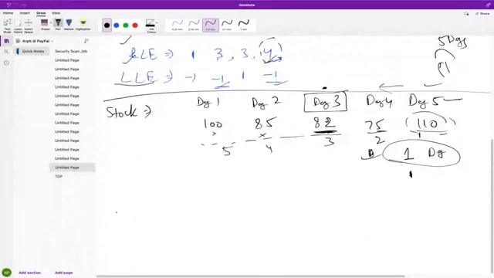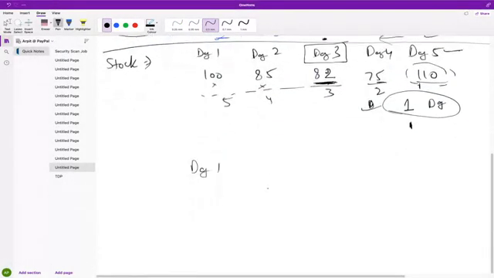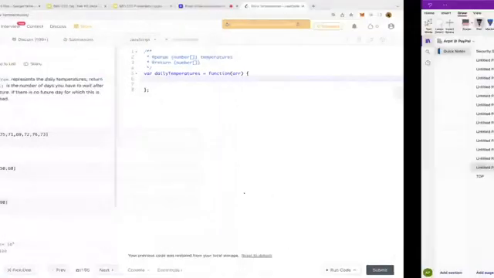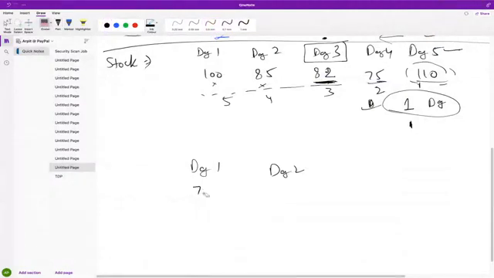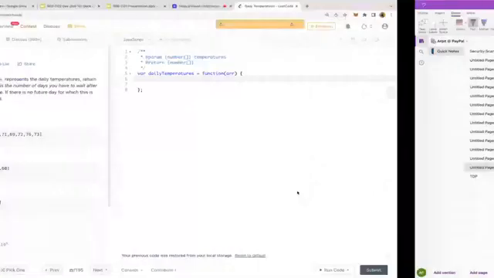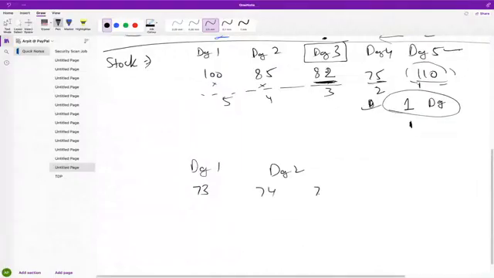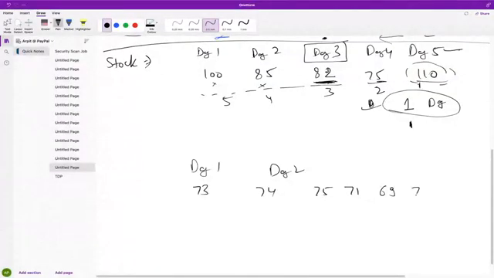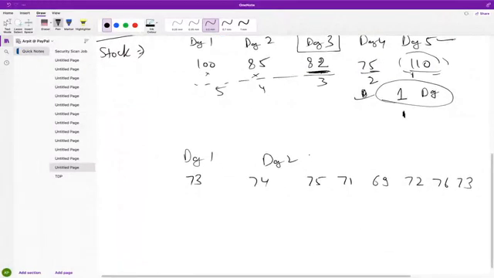So on day one, I don't know which country's temperature this is, but let's see. 73, sorry, it was 73. Might be in Fahrenheit, huh? 73, then 74, then 75, then 71, 69, 72, 76, 73.